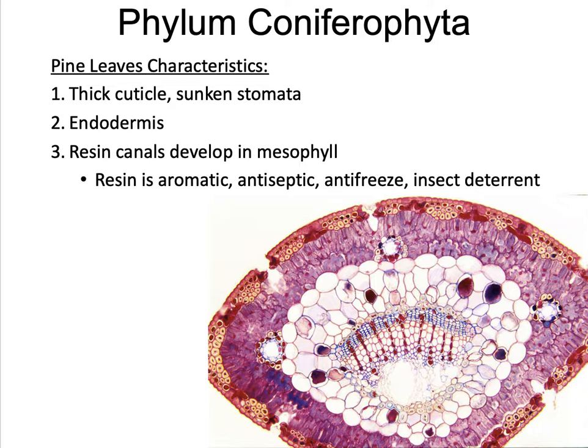All right, so what are the conifer characteristics of the leaves? We're going to use pines as a case study. So we're going to really learn the details of the pines in the conifer group. Pine leaves have a thick cuticle with sunken stomata, an endodermis around the vascular tissue, and resin canals that develop in the mesophyll. And these resin canals and this resin is thought to be an antiseptic or an antifreeze or an insect deterrent to help keep these plants safe.